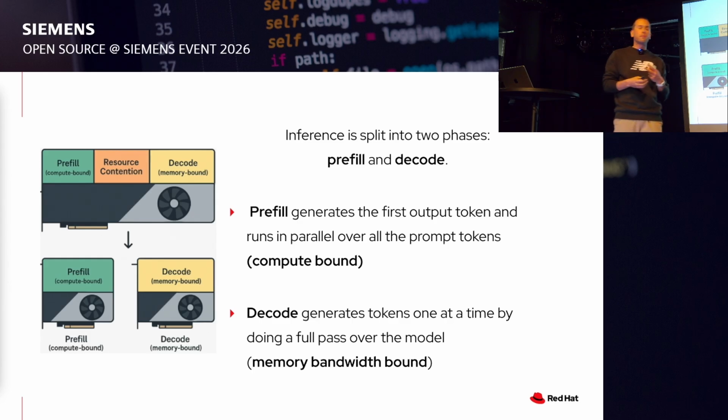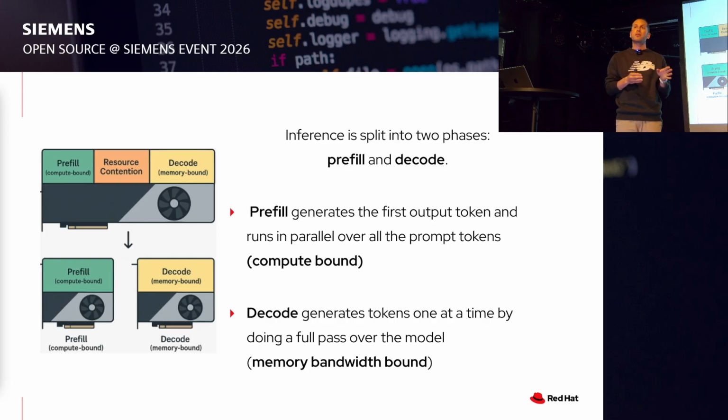Decode is the second phase, and prefill generates the first token. So when you give an LLM a prompt, it does prefill. At the end of the prefill phase, the output is one token, the first output token. Decode generates one token at a time, looking at all that was generated before. So it looks at the context produced by the prefill phase, and the output is just one token long, and the input is just one token long, because it just looks at the last token.